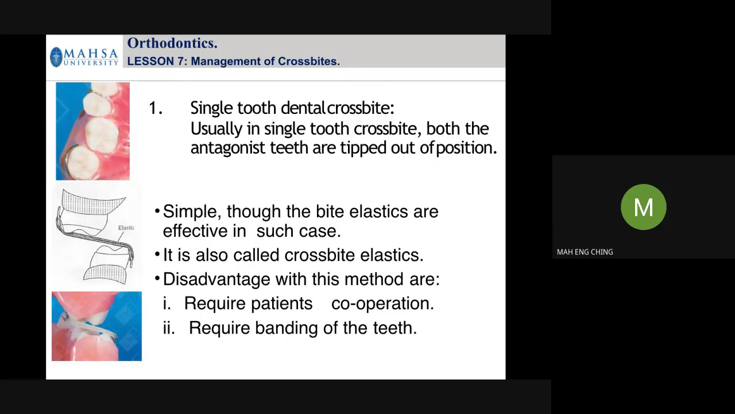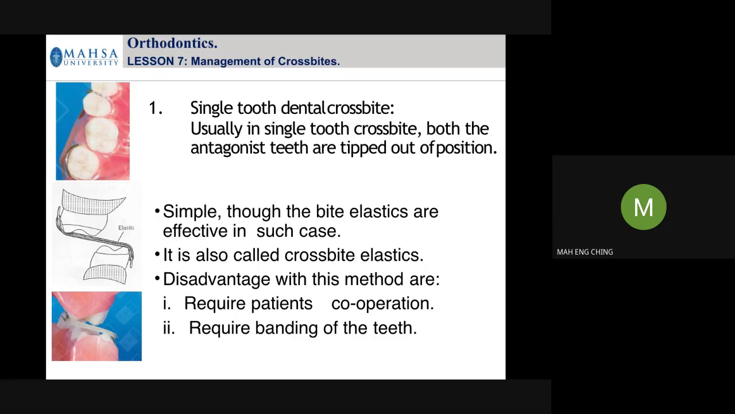Now the single tooth crossbite. In a single tooth crossbite, the antagonist teeth are tipped out of position, so it means just one single tooth is in a malposition. A lot of the time this kind of malocclusion you can correct using a simple appliance. You can use the bite elastic, like we showed you just now. You can use the elastic from the palatal to the lingual if there are one or two teeth involved. So these are crossbite elastics.